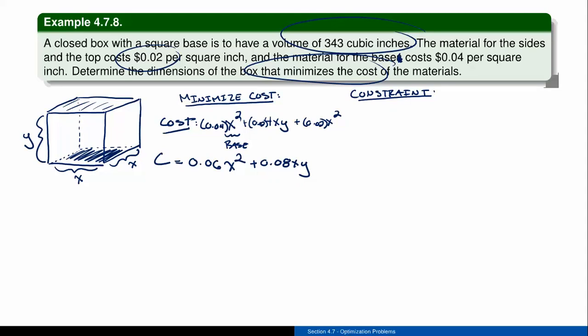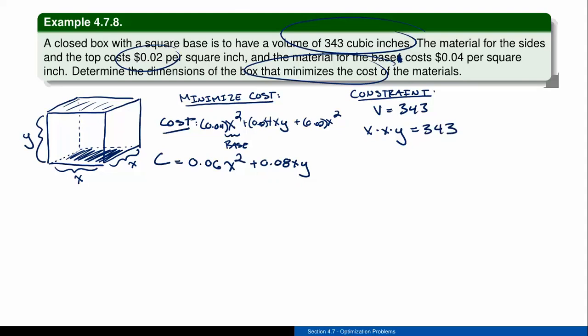So what I want is that the volume of this object is going to be fixed, and that volume has to be 343 cubic inches, which in this case says the volume is 343. I know what the volume of this cubic object is. I'm going to take the length times the width times the height, which in this case is going to be x squared times y, and I'm setting that equal to 343.